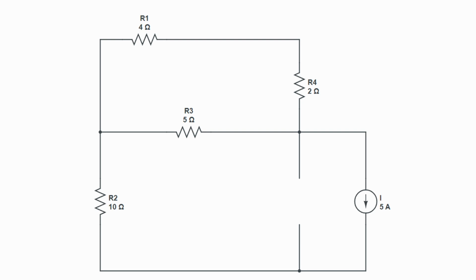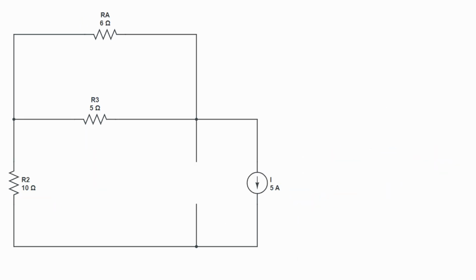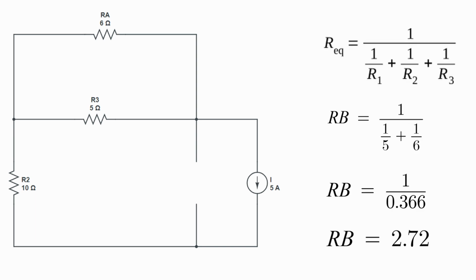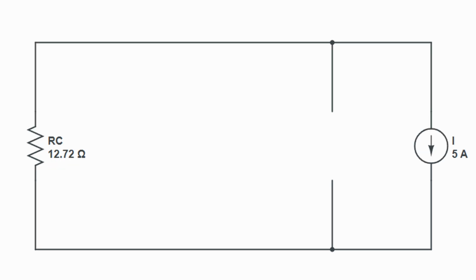We short circuit the voltage source and get the following circuit. You probably have already noticed that R1 and R4 are in series, so we just add them. Now the resistor RA is in parallel with R3, so we obtain the equivalent resistance. We basically did all of this when calculating the Thevenin's resistance. Now we can add RB and R2 since they are in series, obtaining the resistor RC with a value of 12.72 ohms. Now, how do we obtain Thevenin's voltage here?